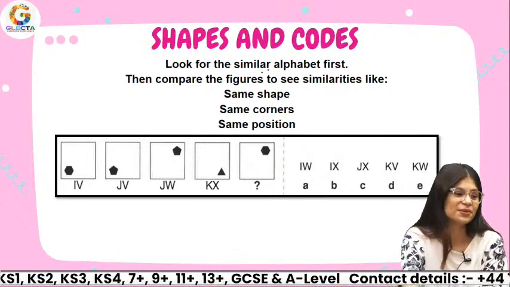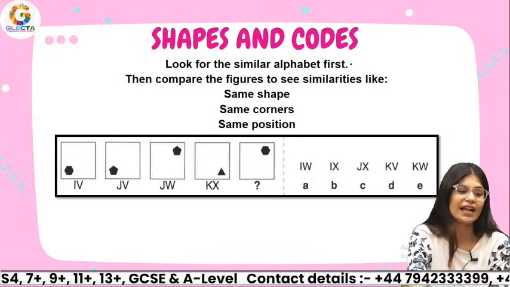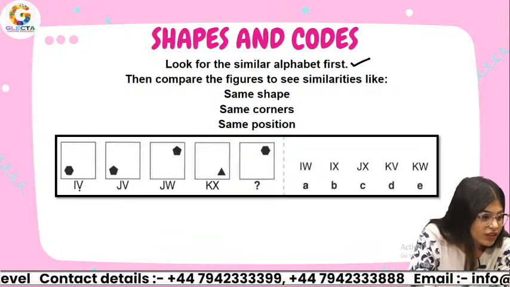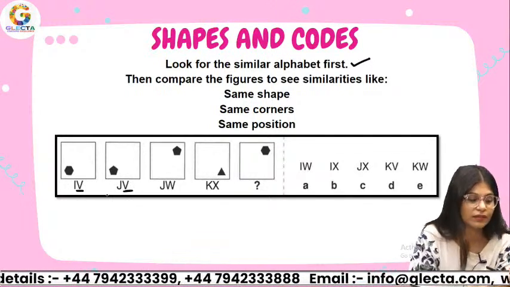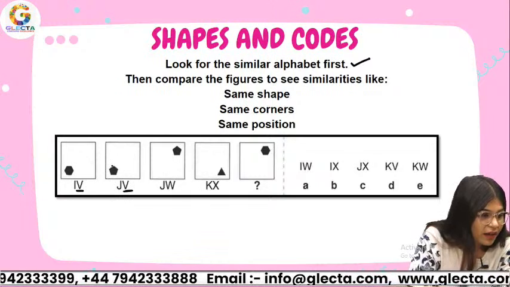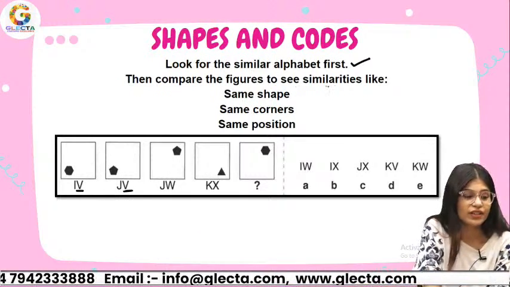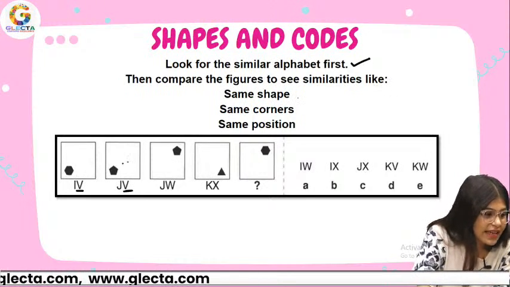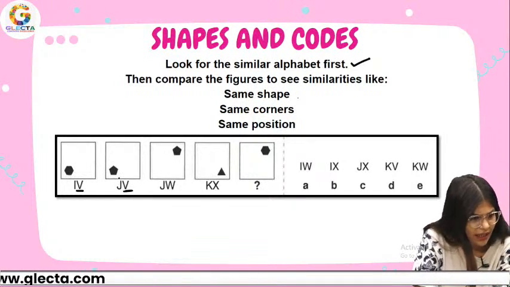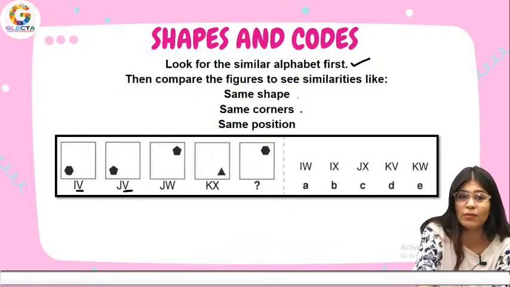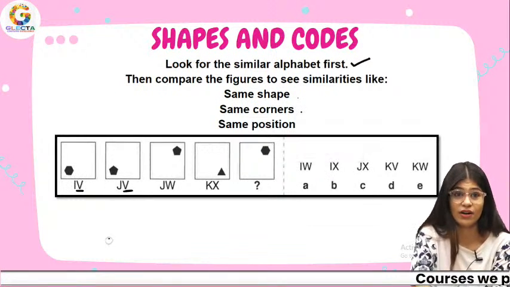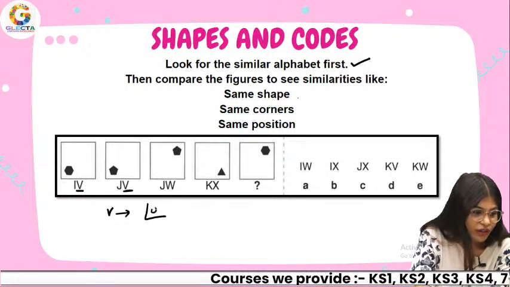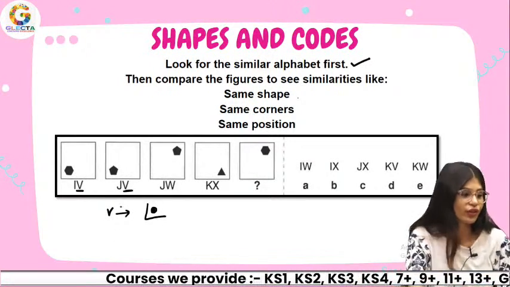Okay, shapes and codes. So look at the similar alphabet first. Let's do that. IV, JV. So V and V is common. Now compare the figure to see the similarity. Do they have the same shape? No, that's a hexagon, that's a pentagon. Are they in the same corner? Yes, they are. So V is this corner, bottom left corner.